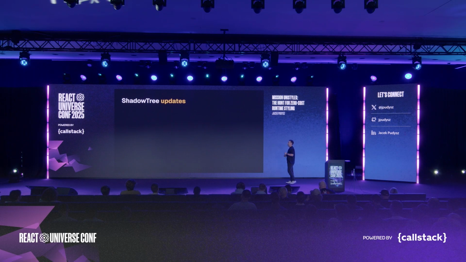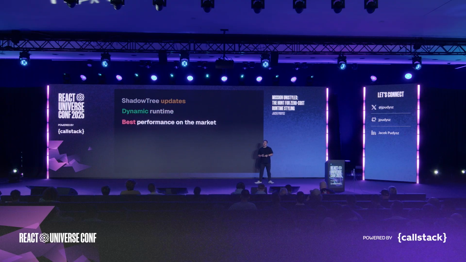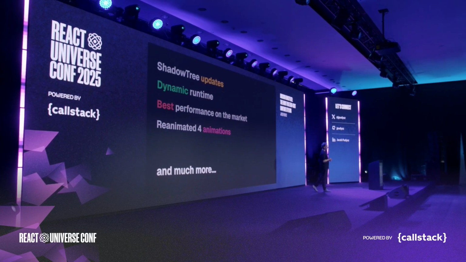It supports shadow tree updates, so no re-renders like Unistyles. Dynamic runtime called Uniwind runtime. It also has access to insets, color scheme, and many other properties. It has the best performance on the market based on our initial benchmarks. We are happy to share them with you. It even beats Unistyles 3.0. It supports Reanimated for animations out of the box, just straight from the class names. And much more.